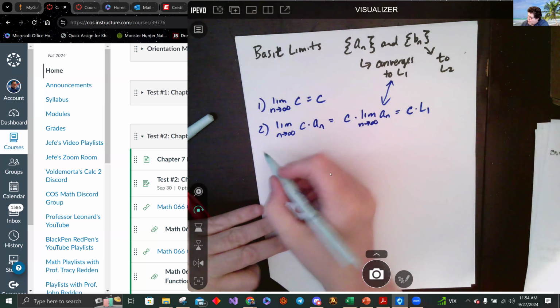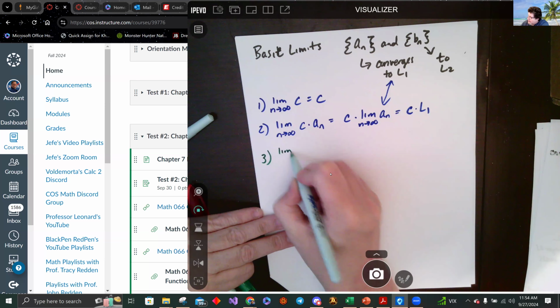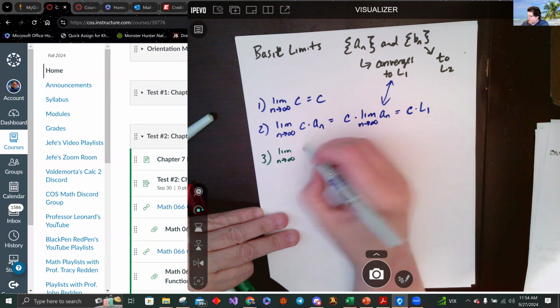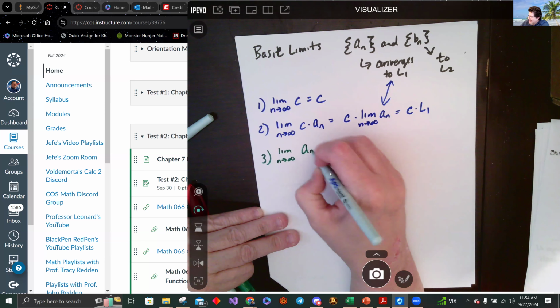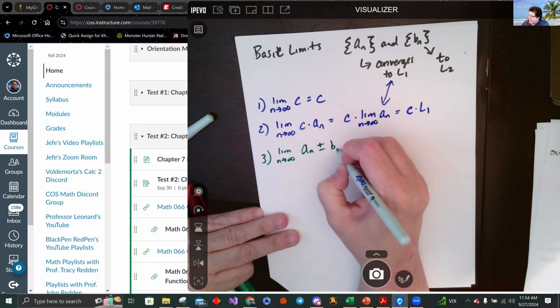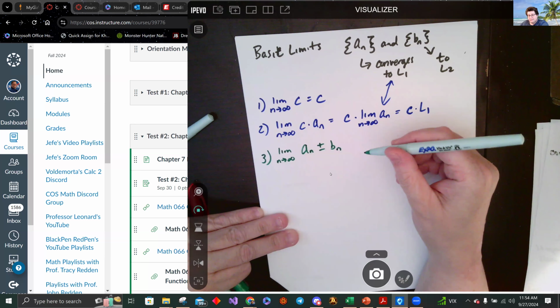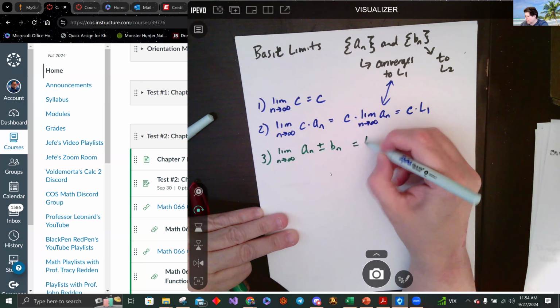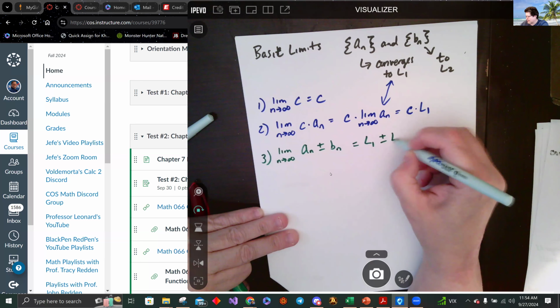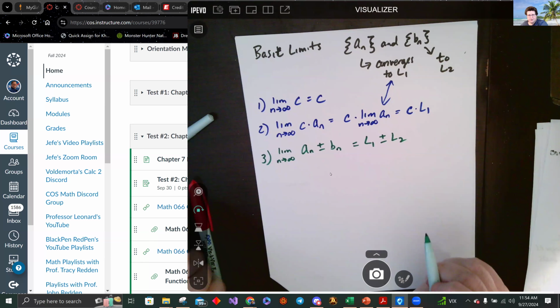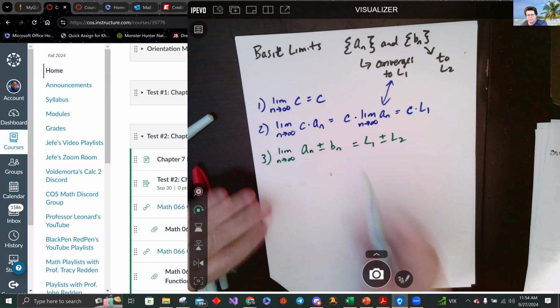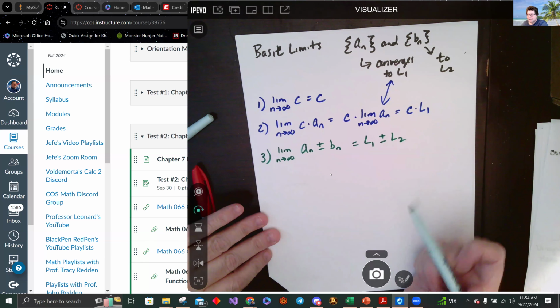We can add them. Limit of a sub n, as n approaches infinity, we can add or subtract b sub n. It is either going to be L1 plus or L1 minus L2. So the limit can be separated over both of them. We've done that with our limits.